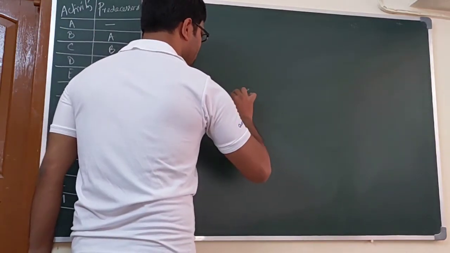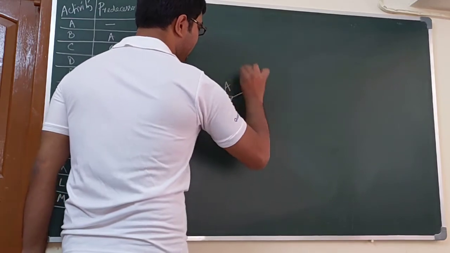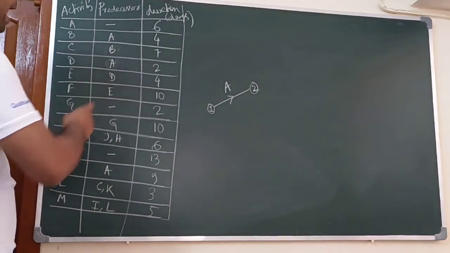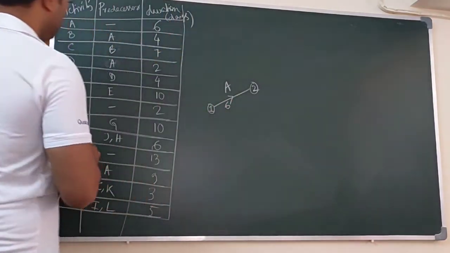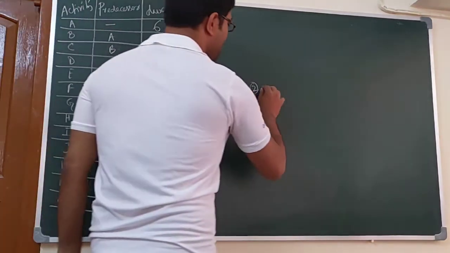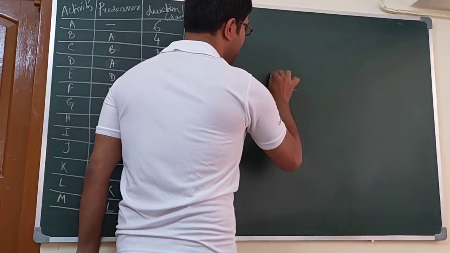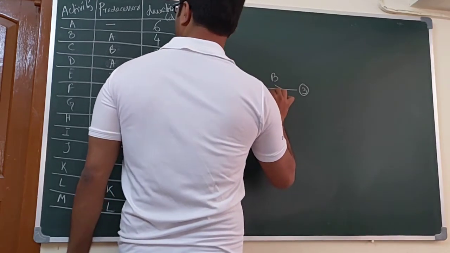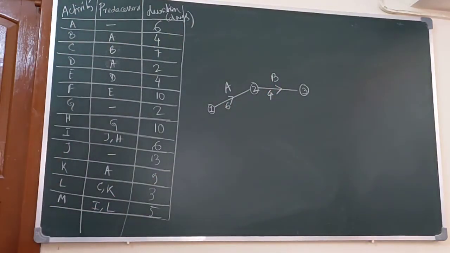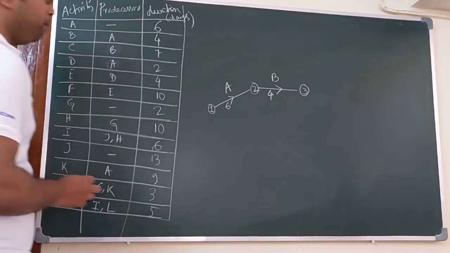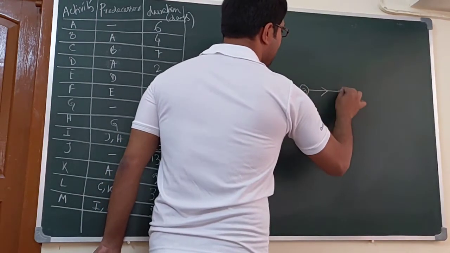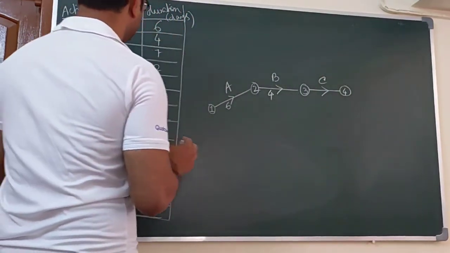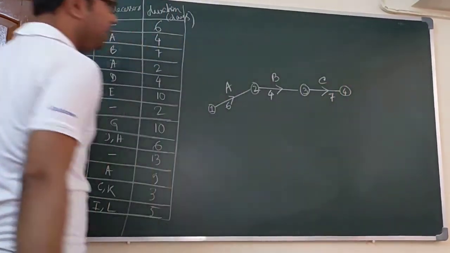This is activity A, between two events 1 and 2, and the duration is 6. Next, B comes from A. B activity comes from A activity. Let the duration be 4. Next, C comes from B, and the duration of C is 7 days.